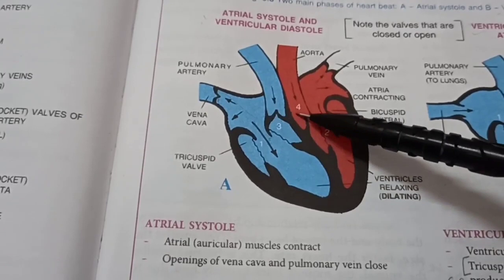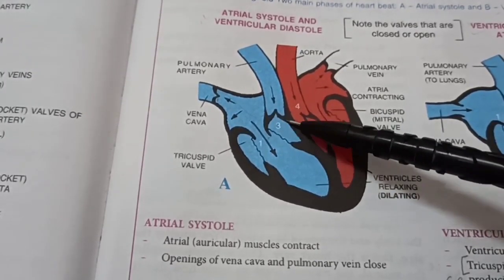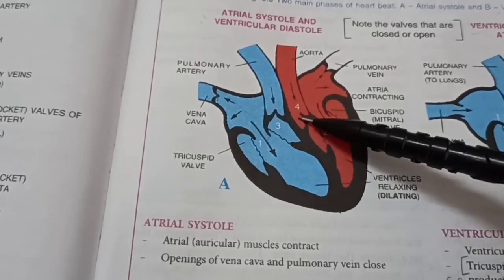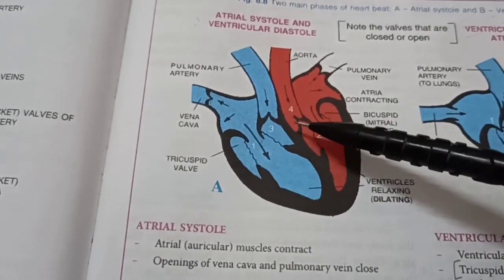Now, these valves at the base of the pulmonary artery and the aorta are like a half moon, so they're called semilunar valves. And the closing of the semilunar valves during the atrial systole produces a dub sound.